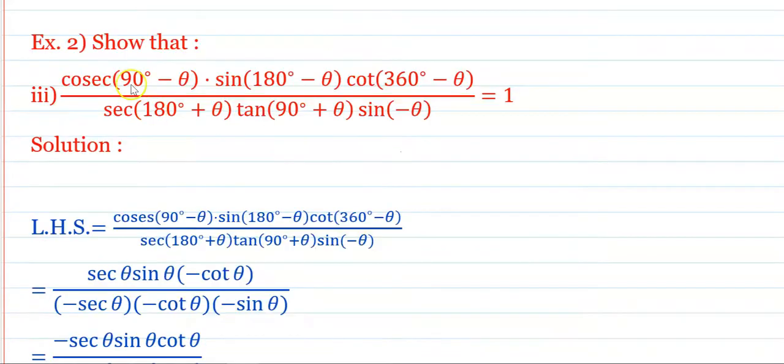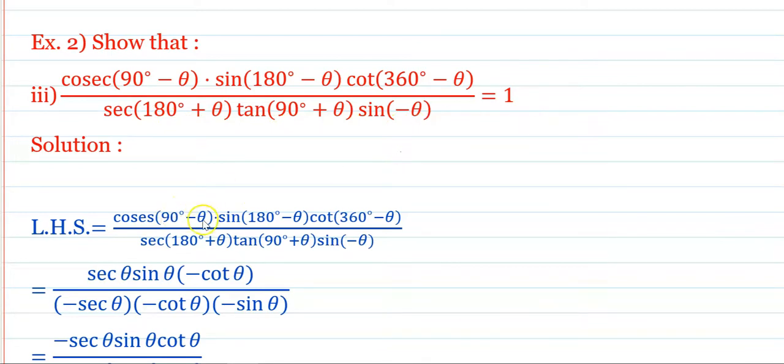Okay, show that cosec of 90 minus theta into sine of 180 minus theta into cot of 360 minus theta upon sec of 180 plus theta, tan of 90 plus theta, sine of minus theta, and that's equal to 1.